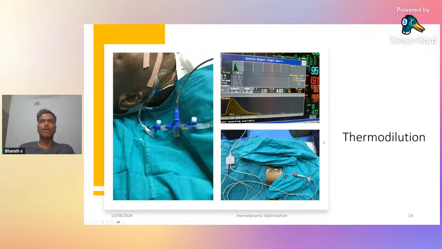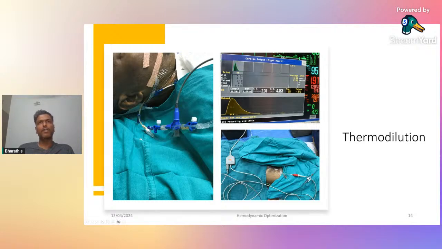This is an example of a thermodilution technique using PiCCO, where we have a central venous catheter through which cold saline is injected, and a thermistor measures the temperature of the cold saline which is injected. Once injected, the fluid gets circulated, and you have a femoral catheter with a thermistor at the tip which measures the temperature change. Then you get the mean transit time, how much time it took for the temperature change to reflect in the femoral artery.